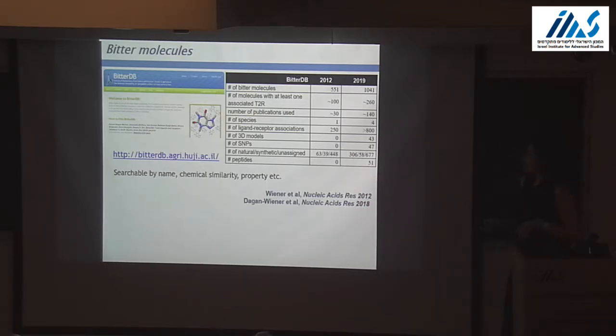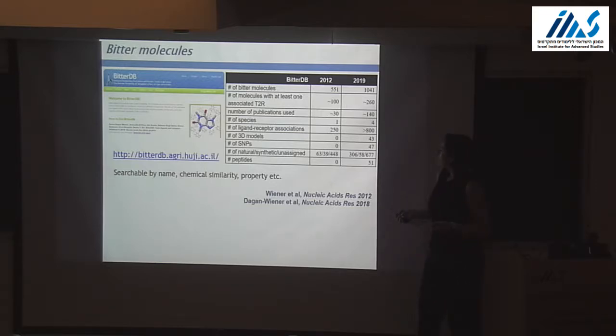We have published the BitterDB, which is a publicly available resource where you can search by the structure of the compound to see if there are any chemically similar compounds within the database, and so on. We just published an update where we went from about 500 bitter molecules to about 1,000. We now use about 140 different publications, and we increased the number of species. So we started with human. Now there is information about molecules that activate bitter taste receptors in chicken and mice and in cat.